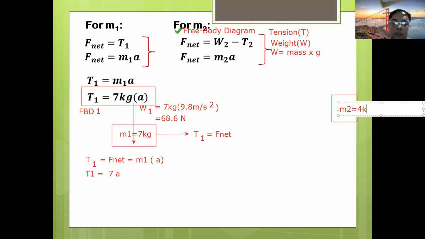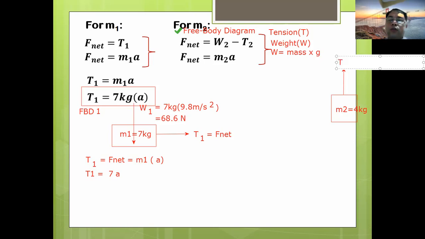This 4 kilograms is directed vertically. One force is the string that pulls it upward, which we can call T sub 2. So this is our tension 2, which is due to the string that pulls it up. And by virtue of its own weight, this mass is also being pulled down. So we can call the weight here W2.